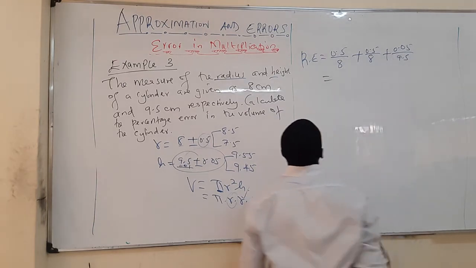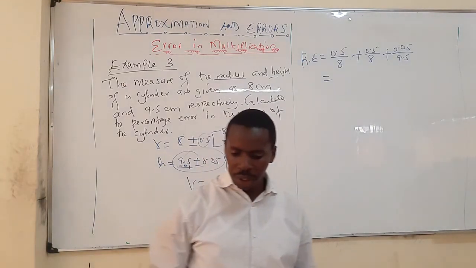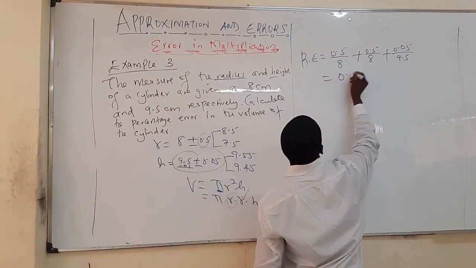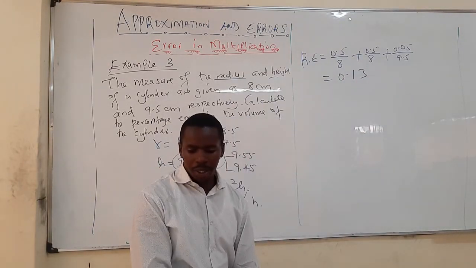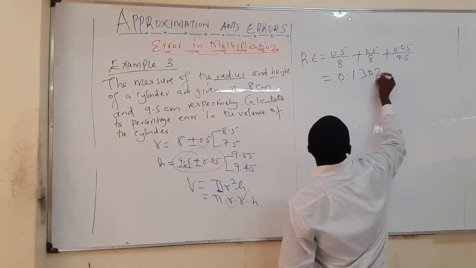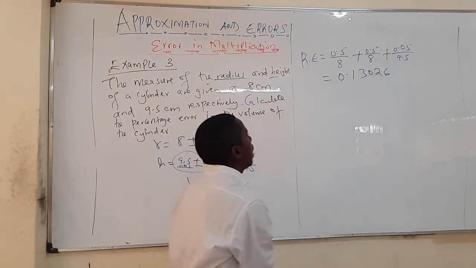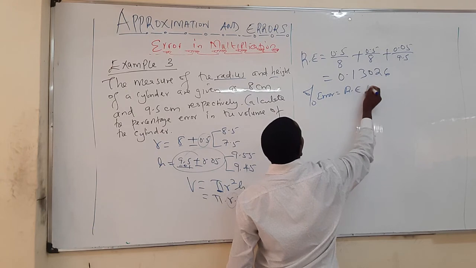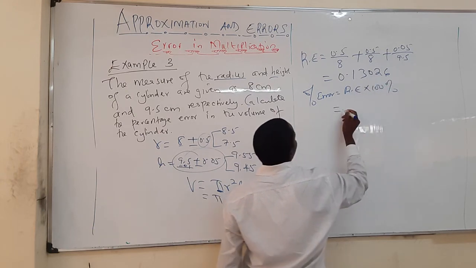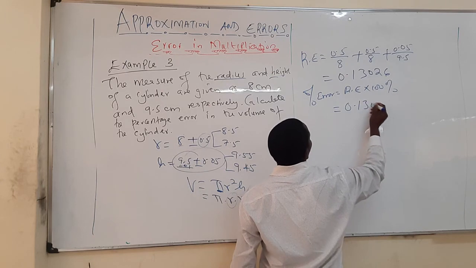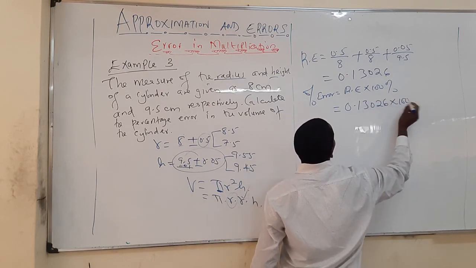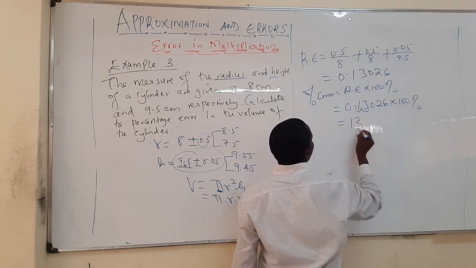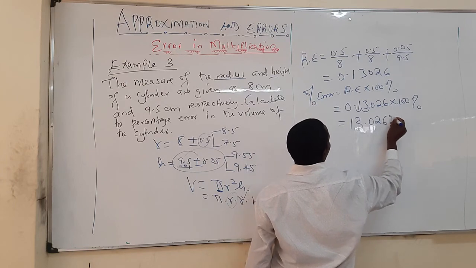Then when we add the 3 values, we are going to get 0.13026 as the relative error. And then to get the percentage error, we have the relative error times 100%, and that is going to be 0.13026 times 100 percent. We just go 2 steps forward, 1, 2, to get 13.026 percent.